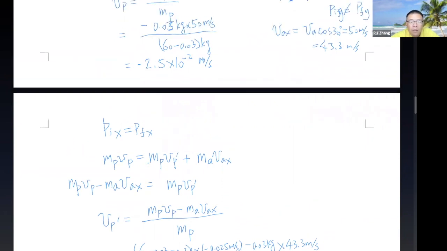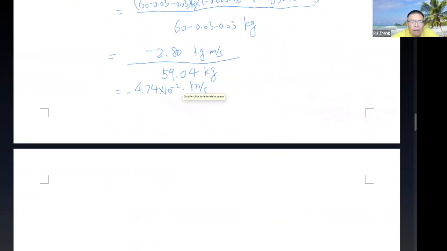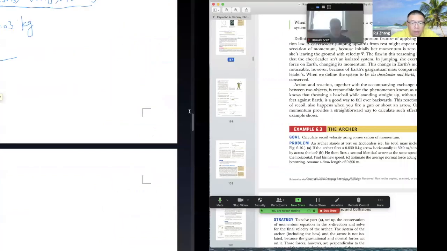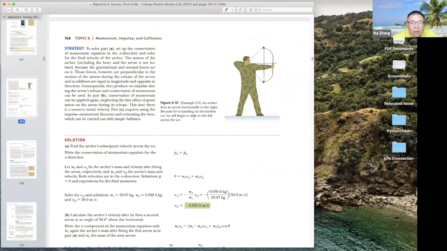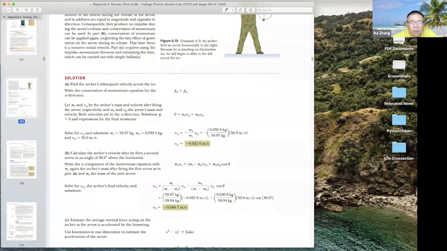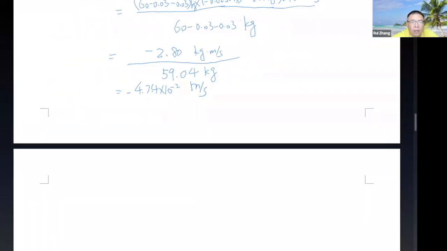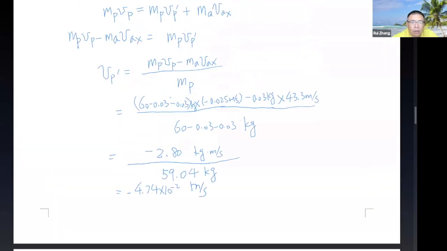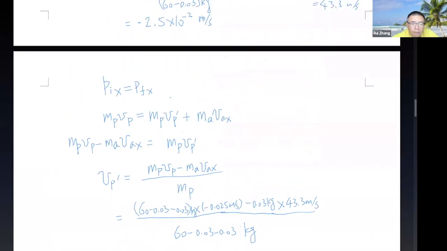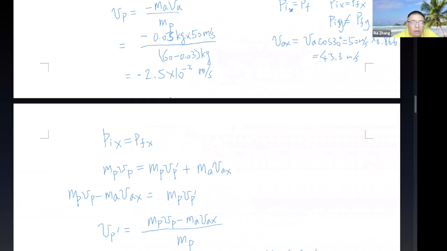Okay. So this is negative 0.025, negative 0.0474. Let's check the answer here. Negative 0.025, sorry. And then this is negative 0.0467. Yeah, that's right. Okay, we got a little bit different here because of the way we ran the numbers in the middle. So anyway, do we have any questions?